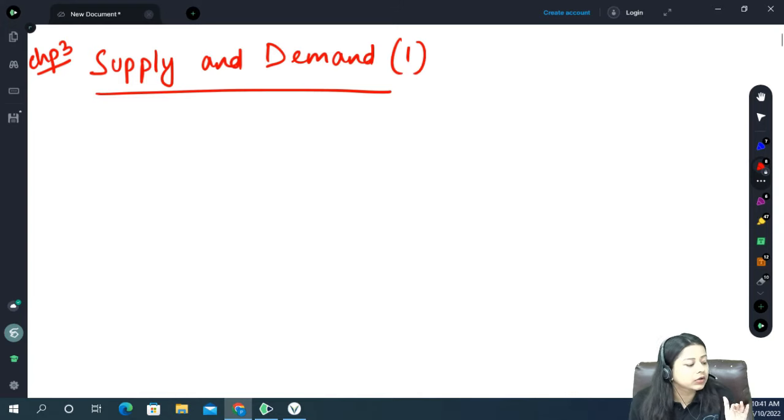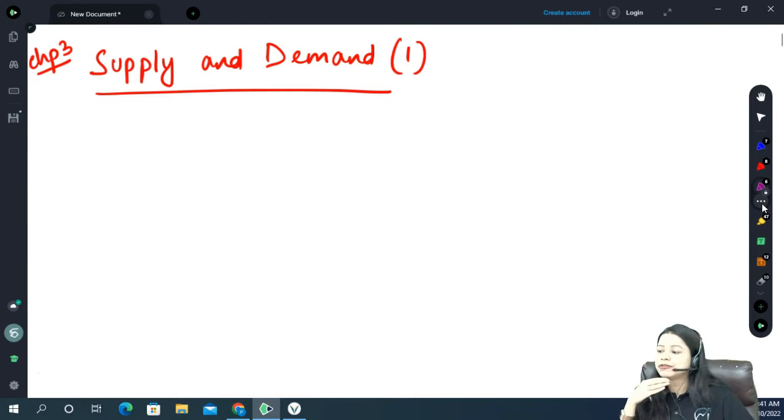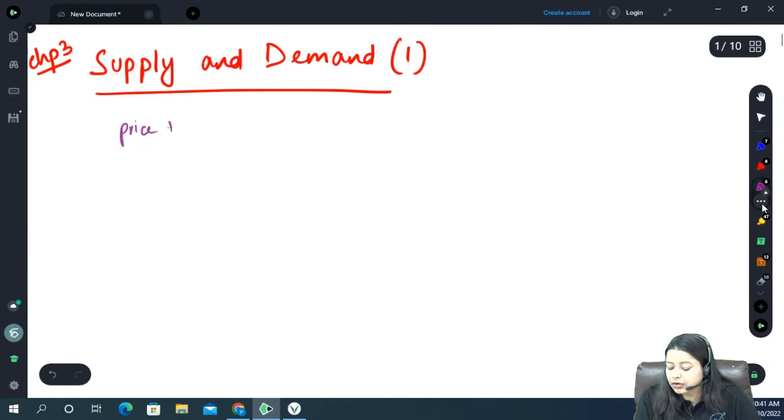Firstly, we'll quickly go through some important words which we should know before starting supply and demand. Today, I'll be first starting with demand, and then maybe we'll be covering half a portion of supply, and then in the next class, we'll complete this particular thing. All right, so there are words like price taker. You don't have to write anything, just listen to this carefully.